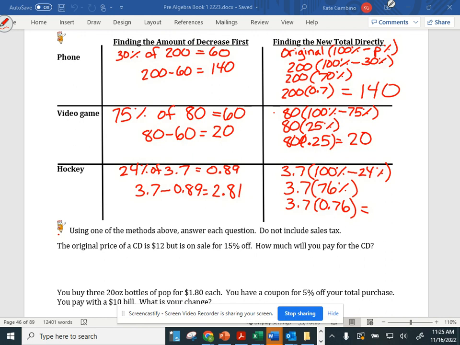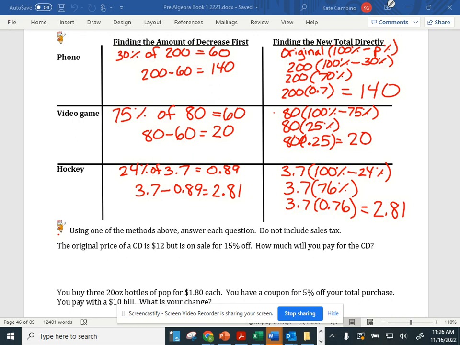3.7 times 0.76, you get 2.81. So you can do it either way, just like yesterday with the increase. You pick which way makes sense to you. Do you want to subtract out the amount of the decrease from the original, or do you just want to work with that original amount and subtract out that percentage out of that 100%? Figure out which way works for you. You're going to be multiplying and you're going to be subtracting.